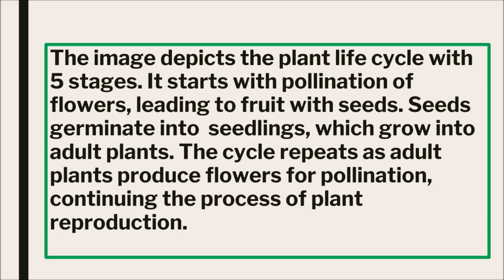The image depicts the plant life cycle with 5 stages. It starts with pollination of flowers, leading to fruit with seeds. Seeds germinate into seedlings, which grow into adult plants. The cycle repeats as adult plants produce flowers for pollination, continuing the process of plant reproduction.